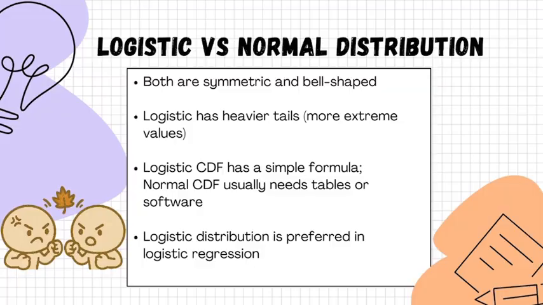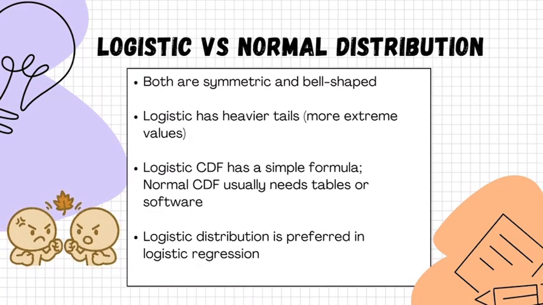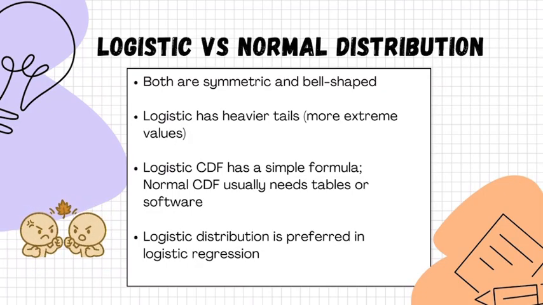Key difference: uses. Because logistic is simple and it gives probabilities between 0 and 1, it is preferred in logistic regression. Logistic regression uses this to predict yes or no, pass or fail, spam or not, 0 and 1.